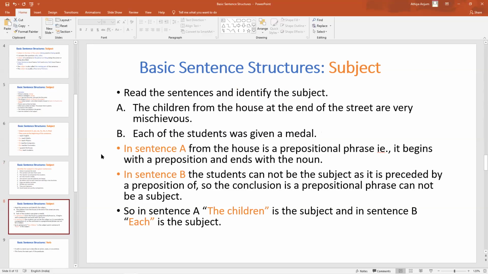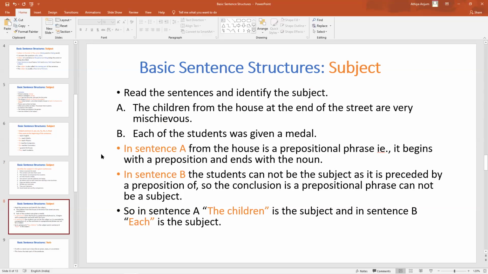So how to identify? There are a few tips to identify the subject. Look at this. The children from the house at the end of the street are very mischievous. So now what do you think? Which is the subject? Can we use the phrase the house? The house is preceded by a preposition from. So even you can't use the street. At the end of the street is there. That is also preceded by a prepositional phrase. So now which can become your subject?